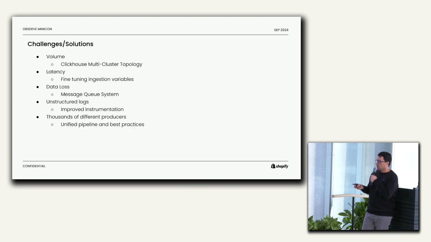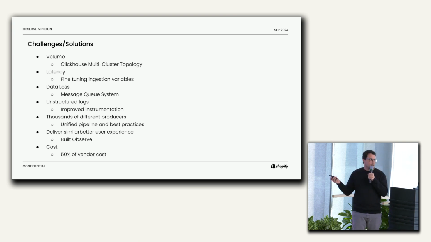Thousands of different producers, I mentioned that a couple of times, but to mitigate this, we deployed a unified pipeline with best practices. If we go back to that diagram, you notice that every single layer is pretty much the same component list, so we don't have anything custom for any specific service. And we wanted to deliver a better user experience than the current vendor, so we built Observe. And cost, surprisingly enough, everything that I just mentioned costs 50% of the current vendor.